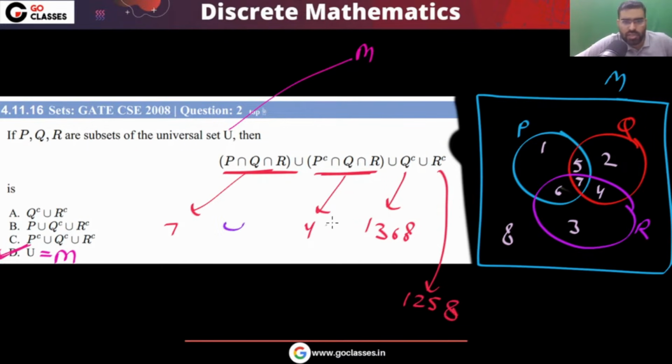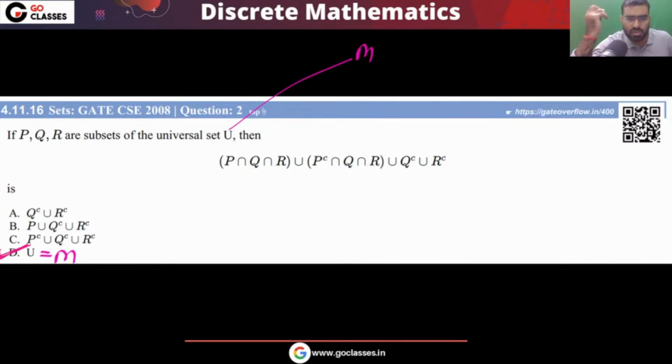Now you can do their union. This union, this union, this union. So the answer will be this. Yes or no? Very simple method. Very simple way to solve this question. Is this understood by everyone? Please let me know. So this is how you can solve this question very simply.